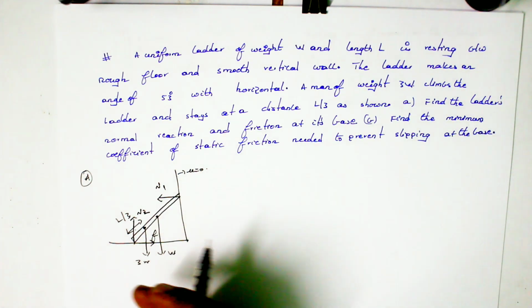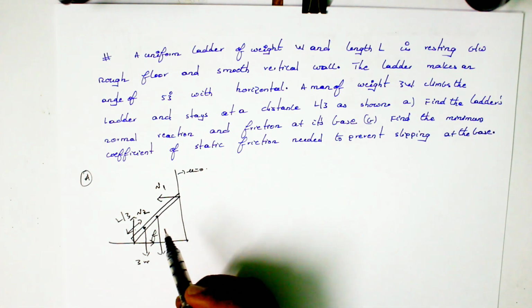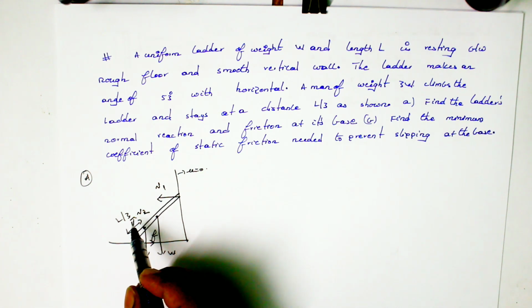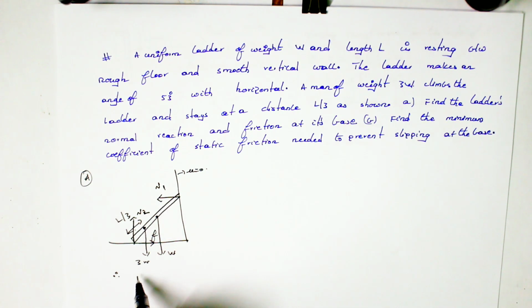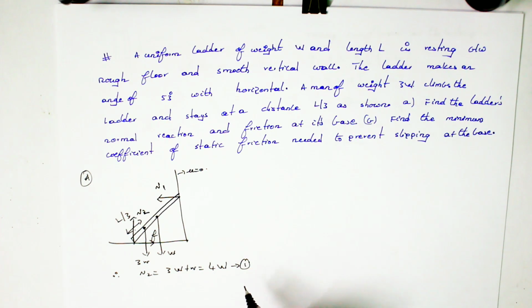Now here the rod is in both translational equilibrium and rotational equilibrium. So if I take the forces acting in the vertical and horizontal directions, here I can see that 3W and W are downwards, and N2 is upwards. Therefore I can write N2 is equal to 3W plus W, which is equal to 4W. Let it be my equation number 1.